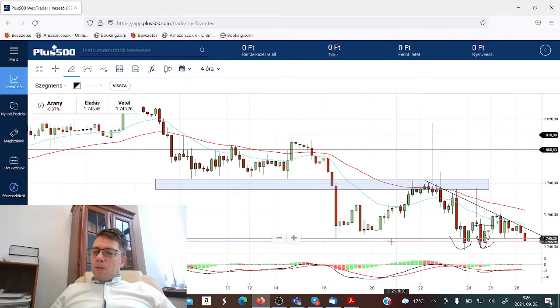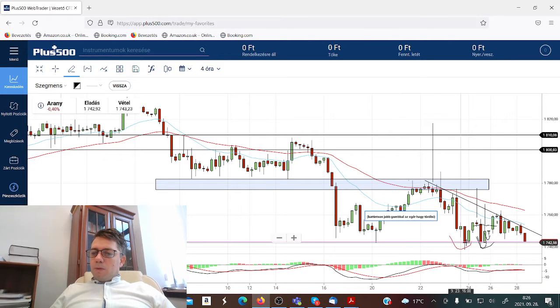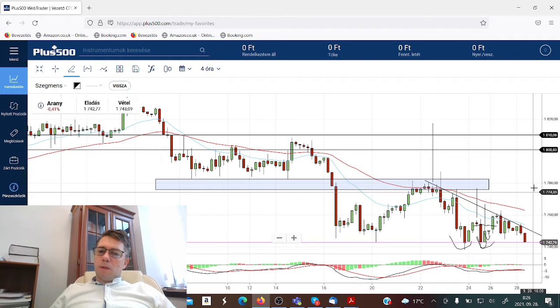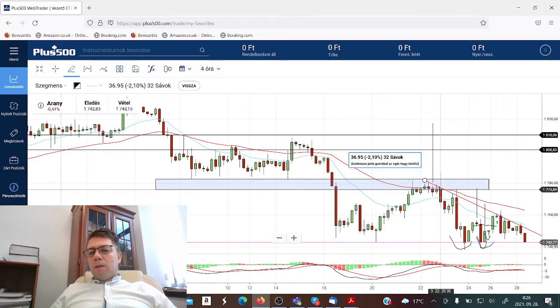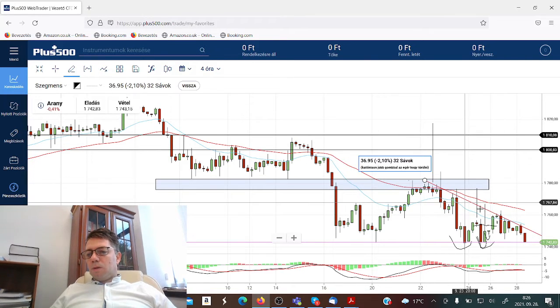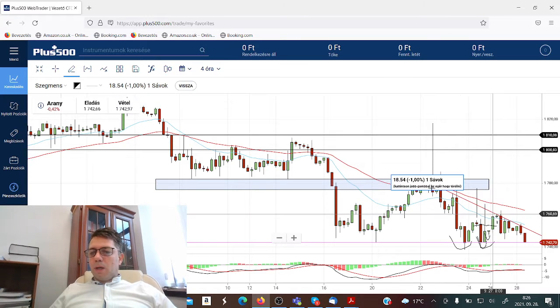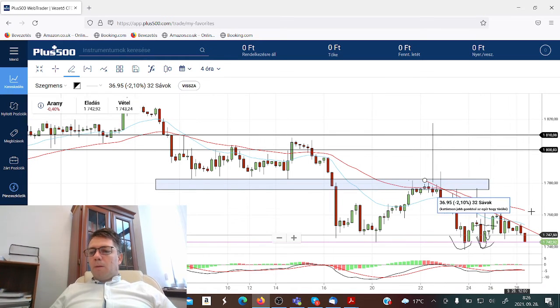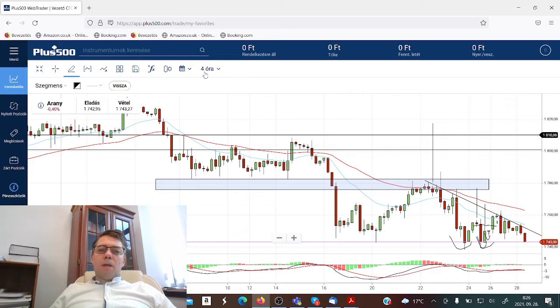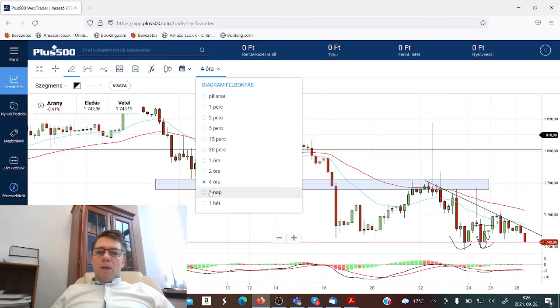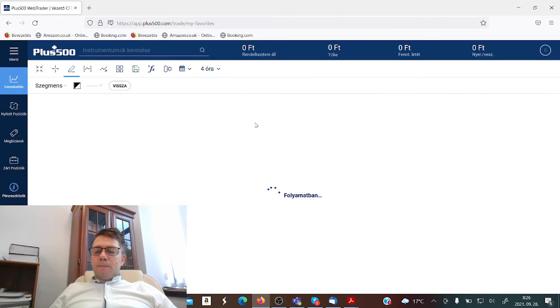I'm not measuring this right now. We could measure that, but what might happen also is that we break down and come back again and then shoot up. So what I'm waiting for is for this trend line on the 4-hour chart, this trend line, that it will break above. Then I will re-enter my long position in gold. Let's look at the daily chart.